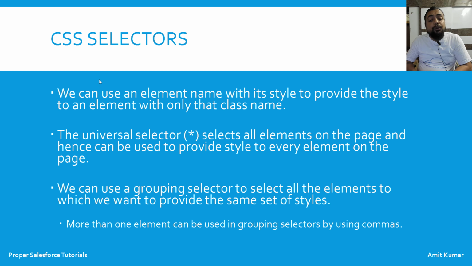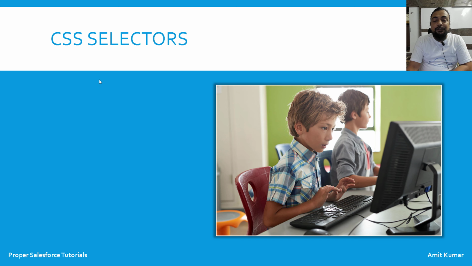Now we can also use a grouping selector to select all the elements to which we want to provide the same set of styles. More than one element can be used in grouping selectors by using a comma. So we will mention the name of the element or the ID of the element or the class of the element, comma, and the name, ID, or class of the other element. Similarly, you can easily comma separate these names and provide a group of styles to all of them. So it's pretty much of talk, and now it's time to see the things practically.